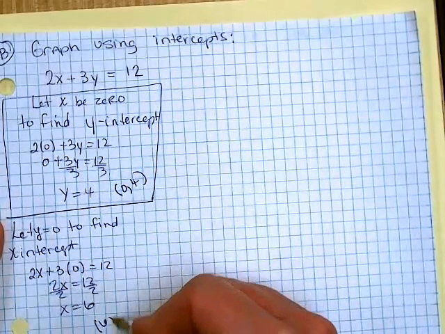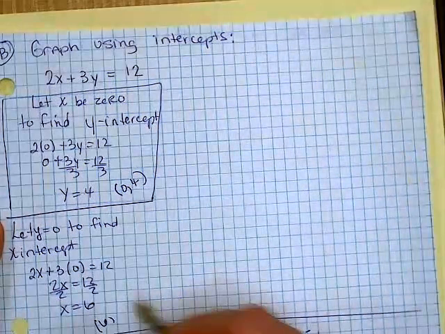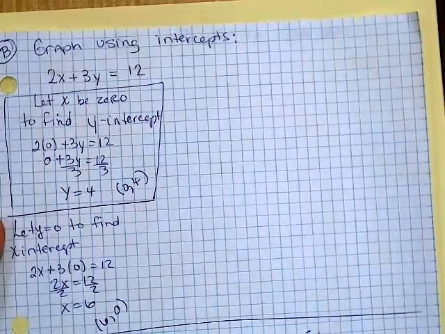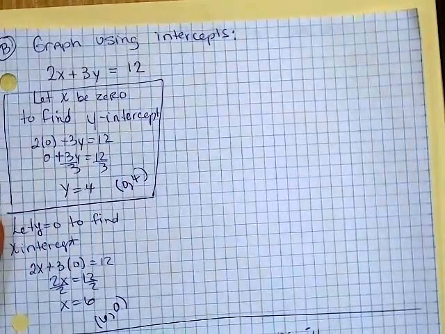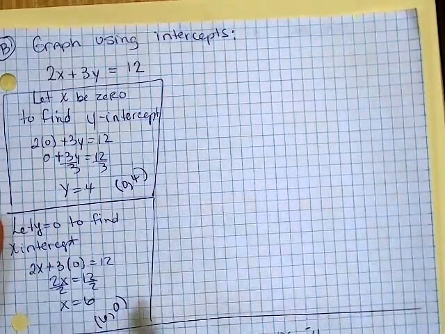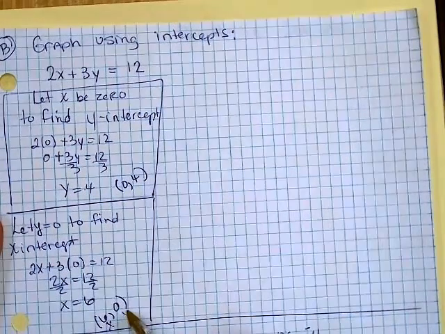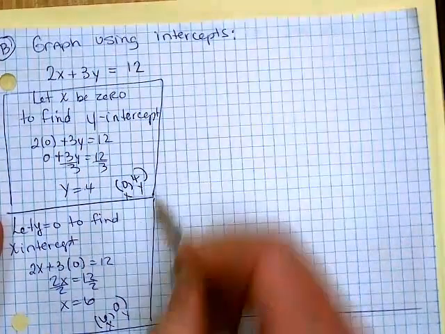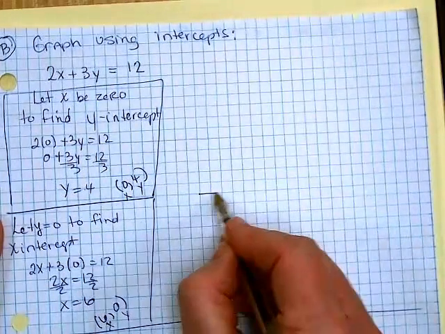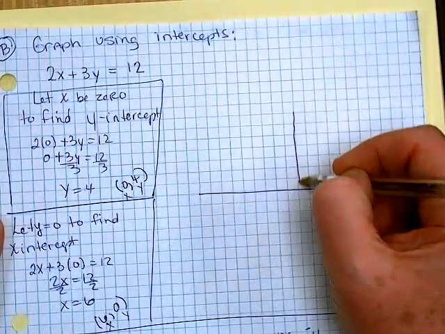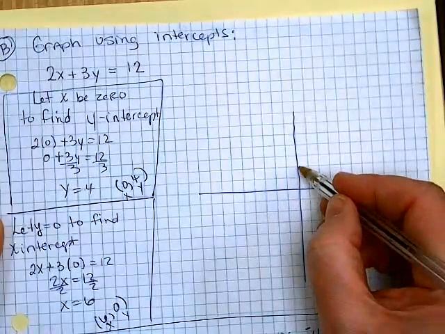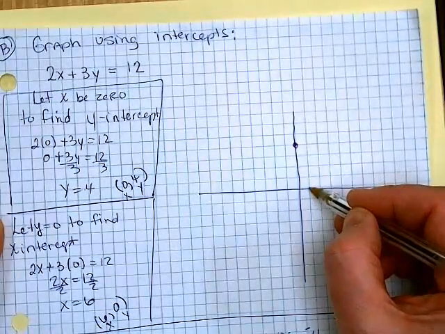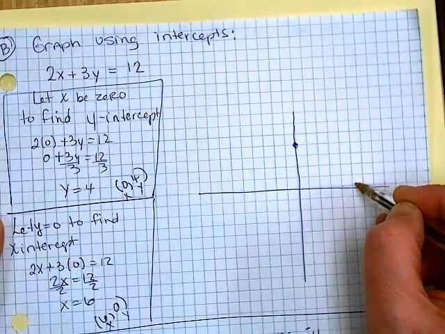Here I have 6 for the x value, 0 for the y. I'll get it right in a minute. This is x, this is y. This is x, this is y. Now I'll graph. 0, 4, 6, 0.